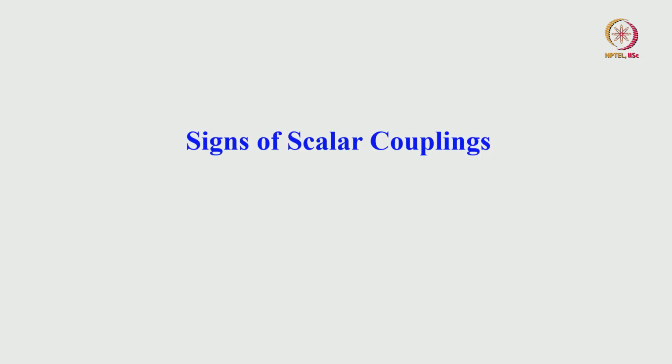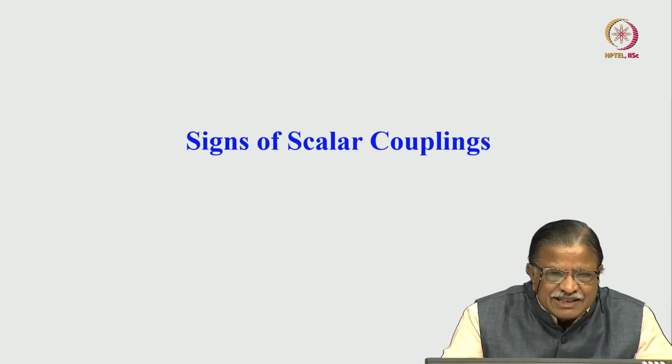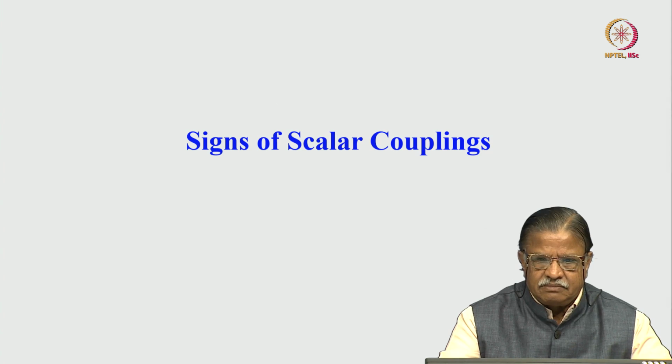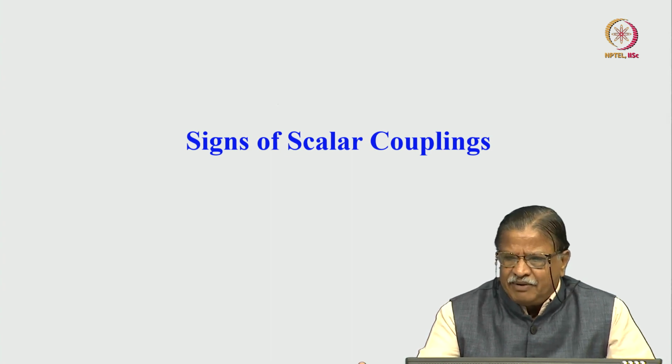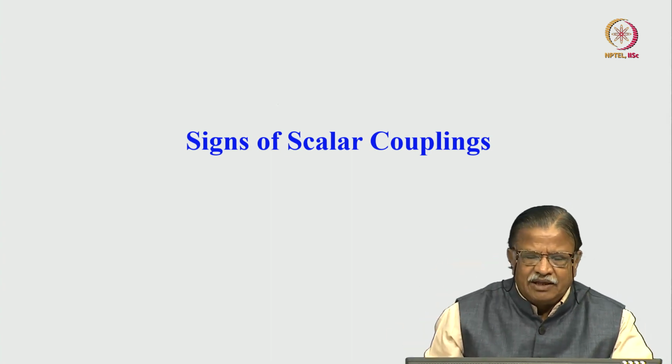Remember in the very first class, when I was discussing the selected features of scalar coupling, I also said the coupling could be positive, negative or 0. That means the coupling has a sign. What do you mean by the sign of the scalar coupling? Whether it is positive or negative, we do not know. How do you get the sign of the coupling? When the coupling is 0 it is very simple. You will get only a single peak, no splitting.